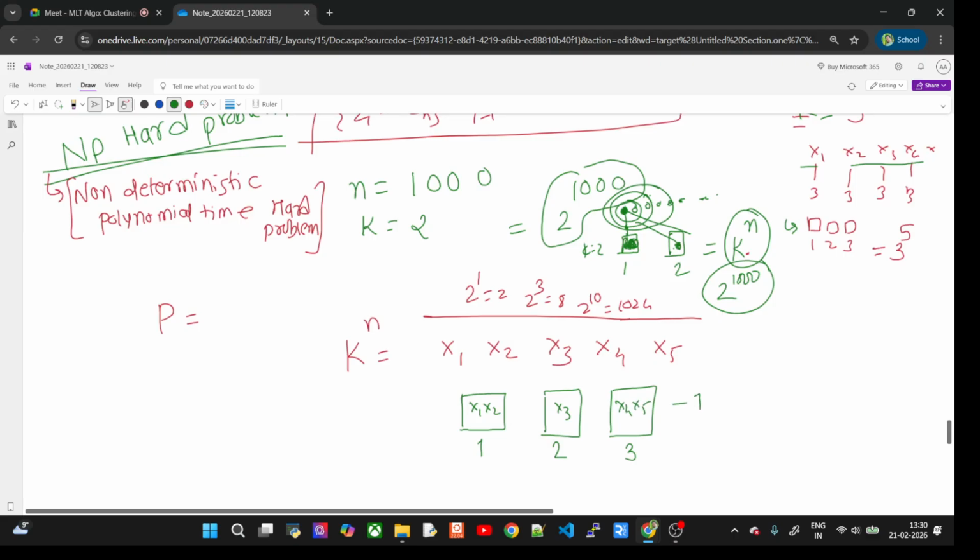This is one way. Here k is equal to 3, and n is equal to 5. So how much is the value of 3 raised to 5? Do you know? We need to calculate that. Okay, so let me see 3 raised to 5.